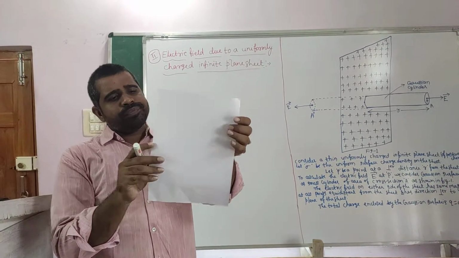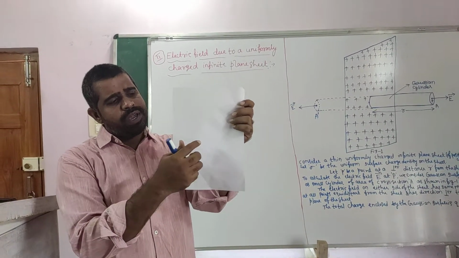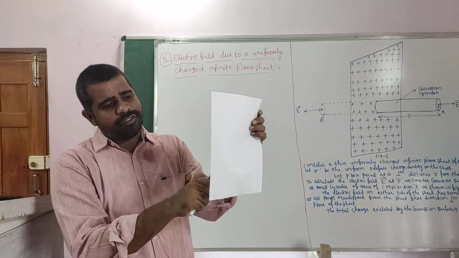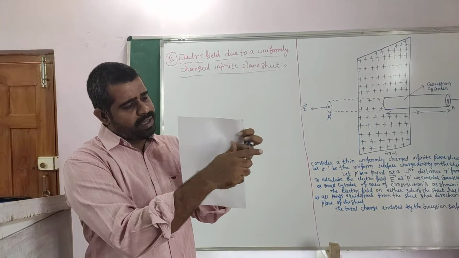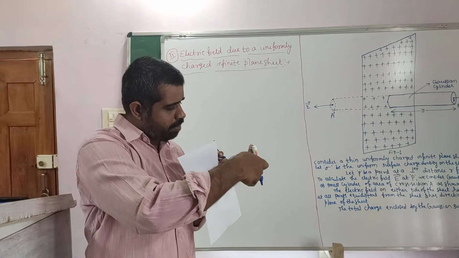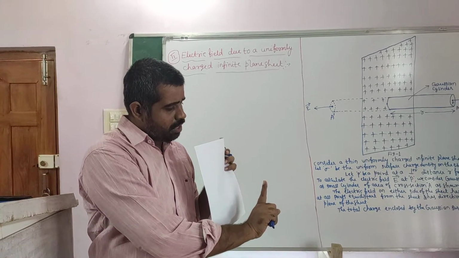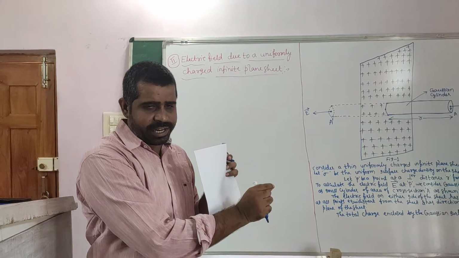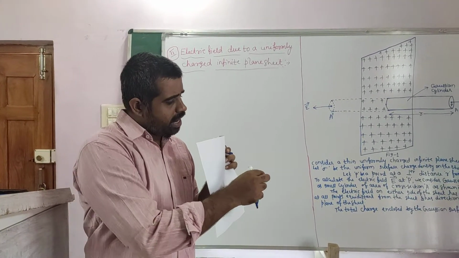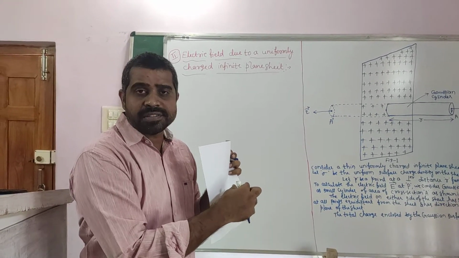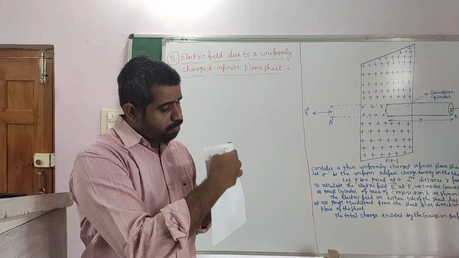See, let us consider a point P, at a radial distance, a normal distance from the sheet of paper. Point P, कहाँ पे? यहाँ पे, ये point. Here to here, how much is the distance? R. यहाँ पे point P consider करेंगे. This is the sheet of paper, and this is point P. How much is the distance? R. This R is normal to the plane of paper.